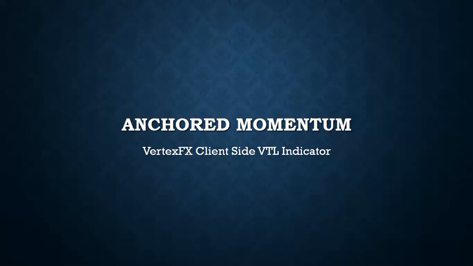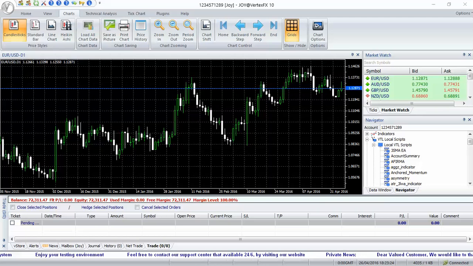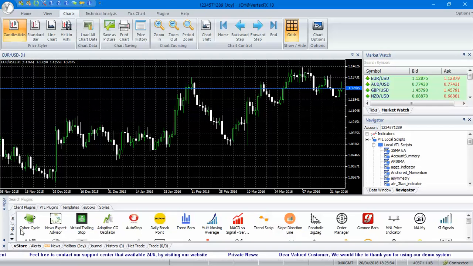This video is about the anchored momentum indicator. Download the indicator from the VStore tab in the trading terminal. After download, the indicator is available in Navigator. Right click and select attach to chart.